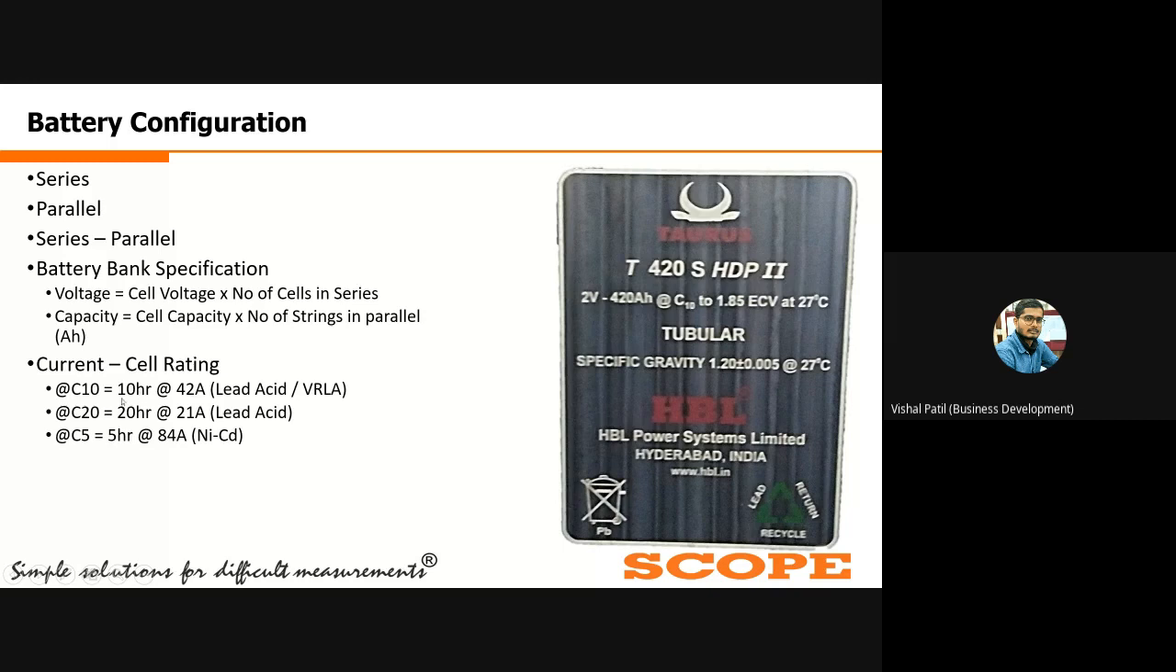Simply, the C rating is mentioned on the nameplate. So divide the 420 ampere hour by 10. You will get 42 ampere, and that C10 means the battery can deliver you a continuous 42 ampere for 10 hours. So this is the duration of the battery for a rated current. In this way there are C10, C20, C5, C3 types of batteries.